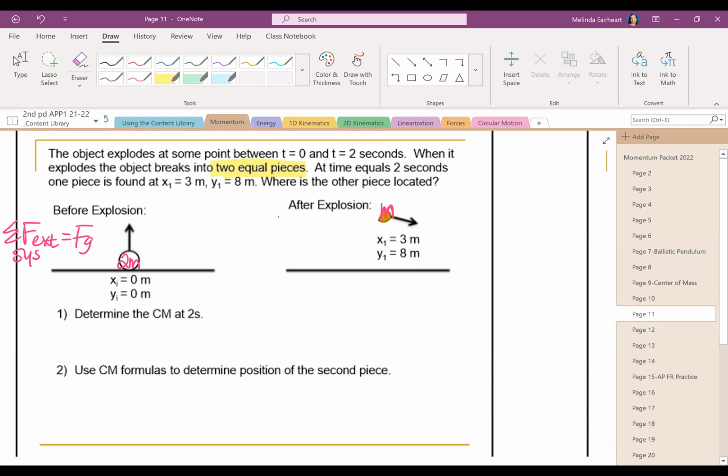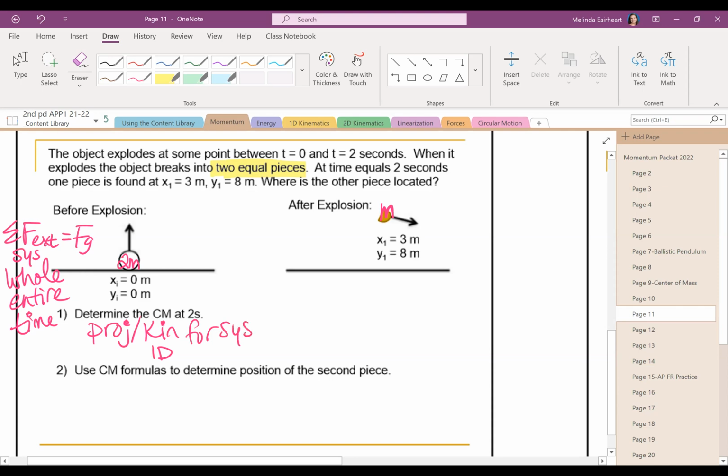And so again, gravity's acting on it from the beginning. After the explosion, it's still gravity acting on the system, right? And so this net external force is going to be for the whole entire time. So we can just do projectile or kinematics since it's 1D for the system.